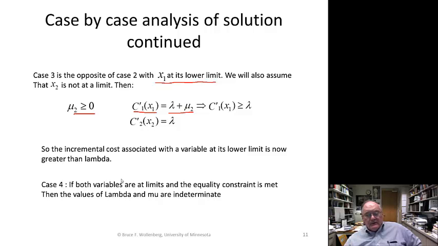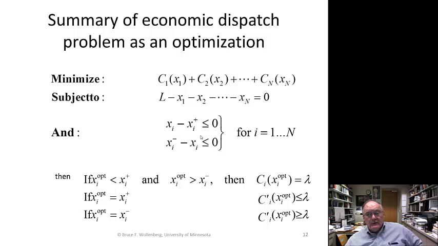If both variables are at their limits and the equality constraint is met, then the values of lambda and mu are indeterminate. If it turns out that we can balance the load and one unit is at its max and one unit is at its min, then you can't determine these values. That's a very strange point, but it can get to that point. There's no such thing as lambda at that point, or mu.